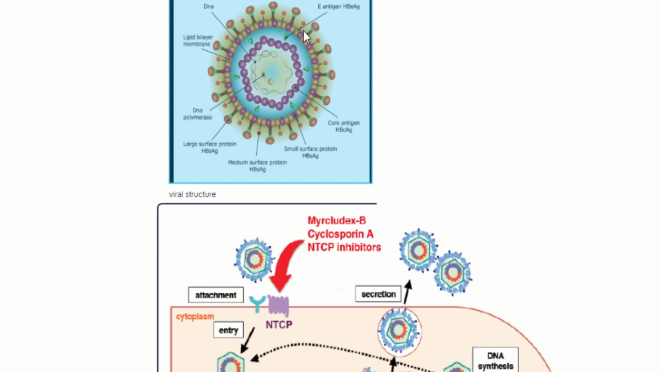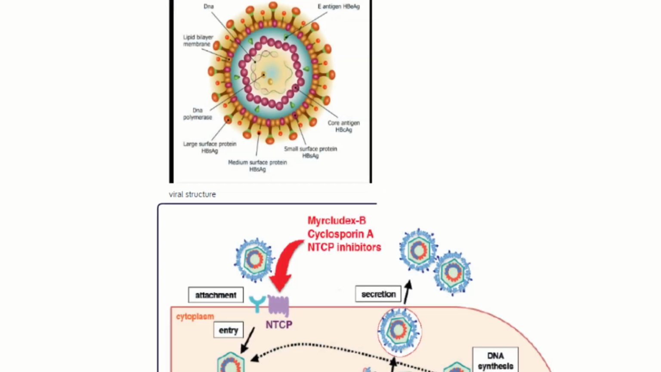Then we will have the capsid. The capsid is made from a core antigen. It's made from small subunits. Each subunit is a core antigen subunit, which we will call HBC antigen. This is important for later in the diagnosis and in staging and classification of the disease.